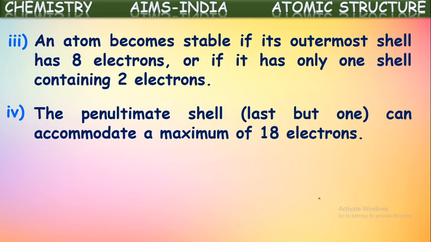So the penultimate shell can accommodate a maximum of 18 electrons. What is the penultimate shell here? We are saying the last shell is called the outermost shell. The outermost shell means the last shell of an atom. The shell next to the outermost shell is called the last but one. The last but one shell of an atom is called the penultimate shell. So the penultimate shell of an atom can accommodate a maximum of 18 electrons, even though its capacity might be more. Okay.